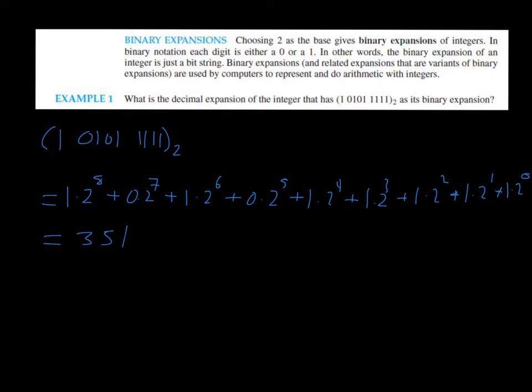Now, if we want to emphasize that this last one is a decimal number, sometimes we'll write this as 351 base 10. But these mean the same thing. If I don't write parentheses and then a base, assume that I'm talking about base 10. That is, assume that I'm talking about a decimal number.